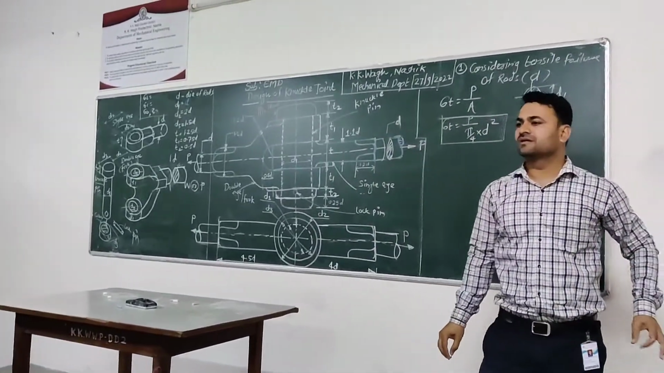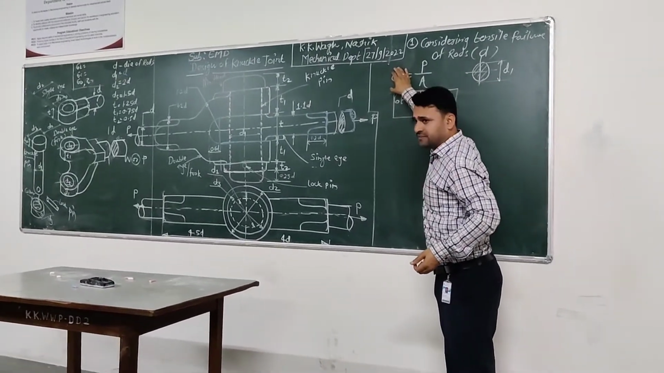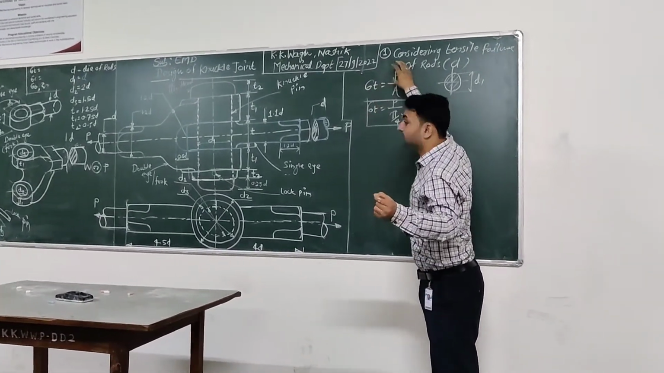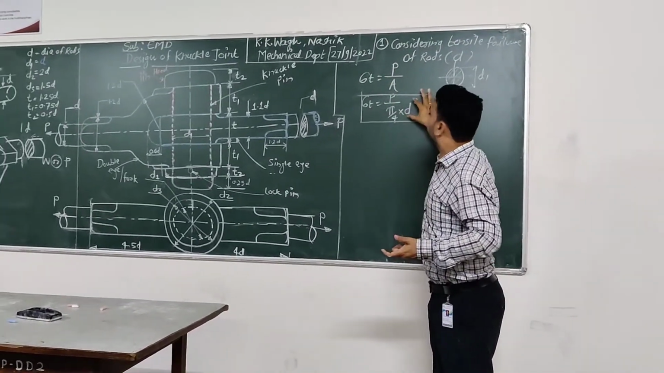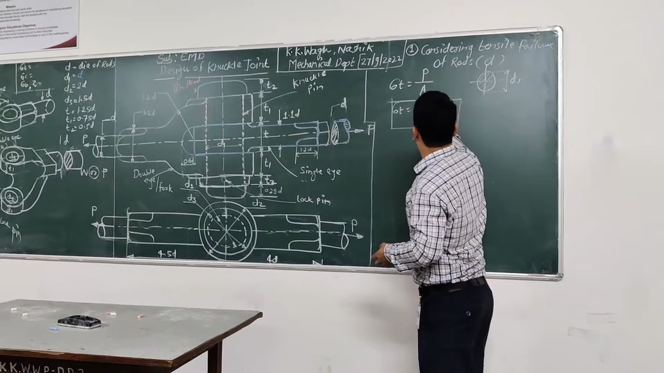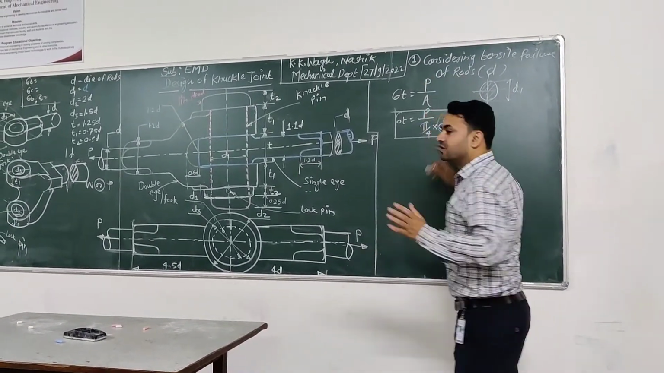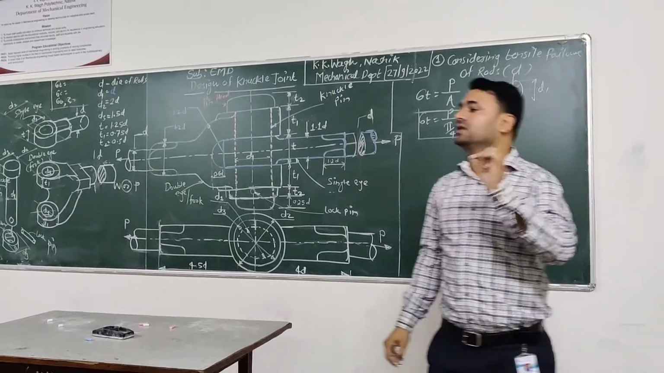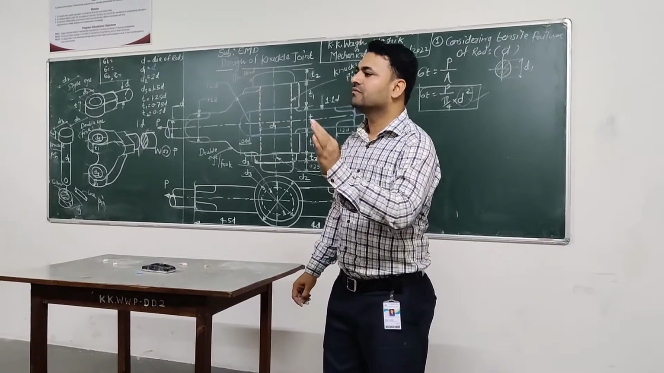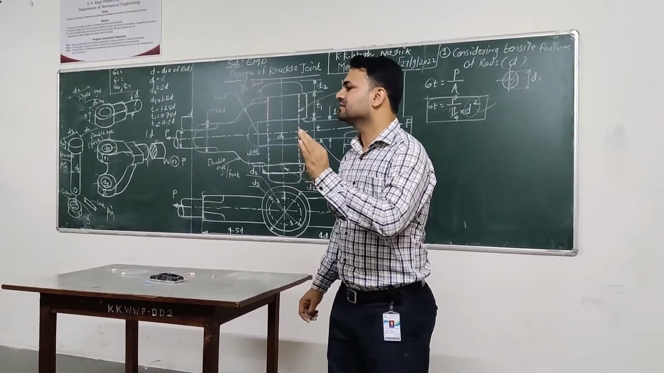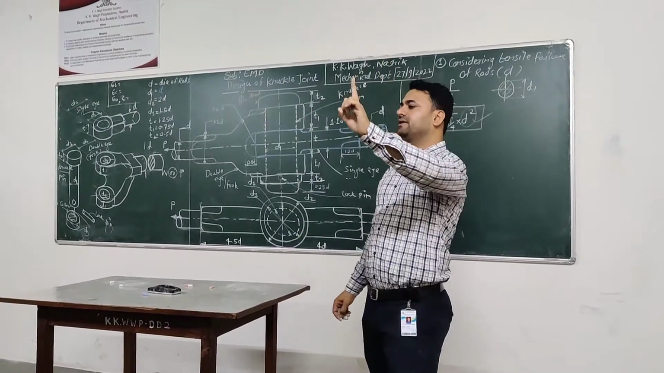In step number 1, we already have the value of stresses and we already have the value of design load. What is unknown? Diameter is unknown, and we are going to find the diameter of the rod. For that particular load, by considering the load, we are going to get the diameter of the rod. In step number 1, which dimension do we get?